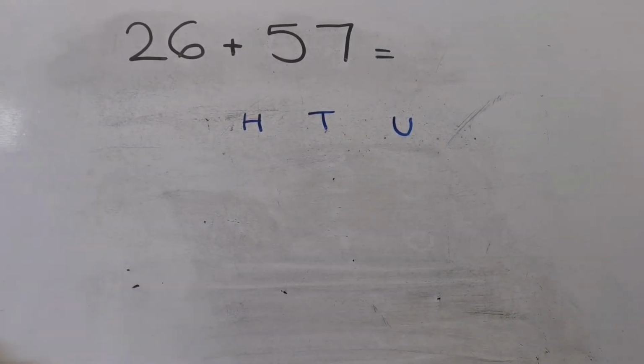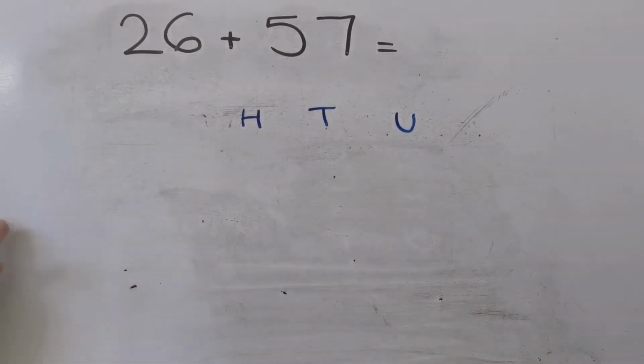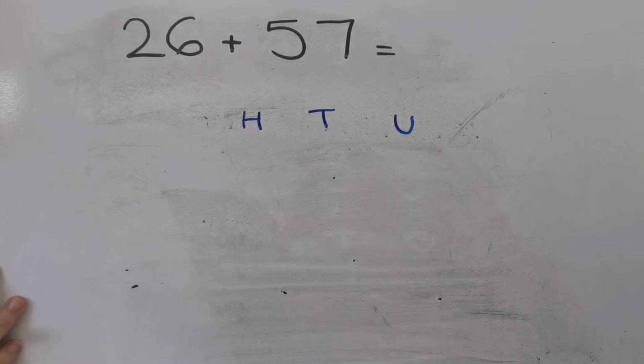Great, now on my board this time I've written the sum 26 plus 57. Pause the video here and have a go at answering this with regrouping the units into the tens. Once you've solved the problem, unpause the video and we will go through the answer. Good luck!